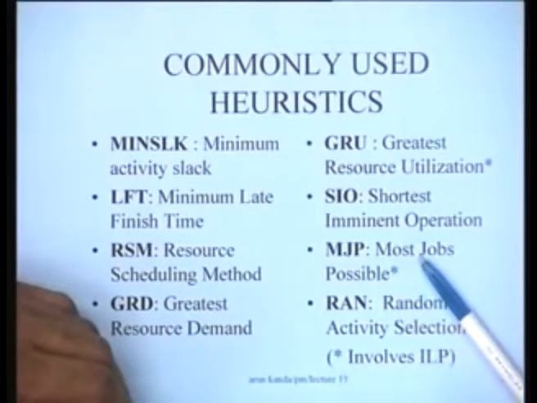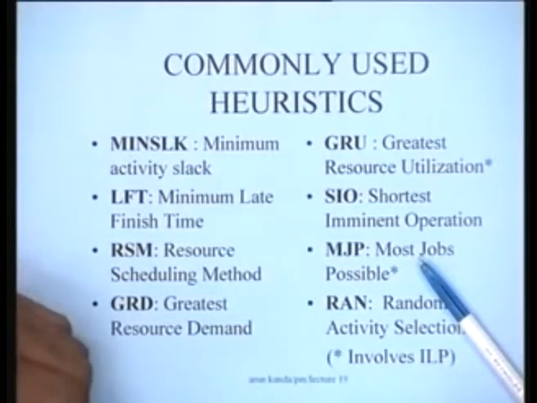But as we will see, this does not perform so well in project scheduling. Another heuristic which is quite often used in scheduling of projects is most jobs possible. Most jobs possible means that if there is a list of, let us say, 5 jobs and all the 5 cannot be scheduled because of resource availabilities, you try to pick up a schedule in which the maximum number of jobs is scheduled. So, maybe 3 or 4 if they can be picked up, that can be done.